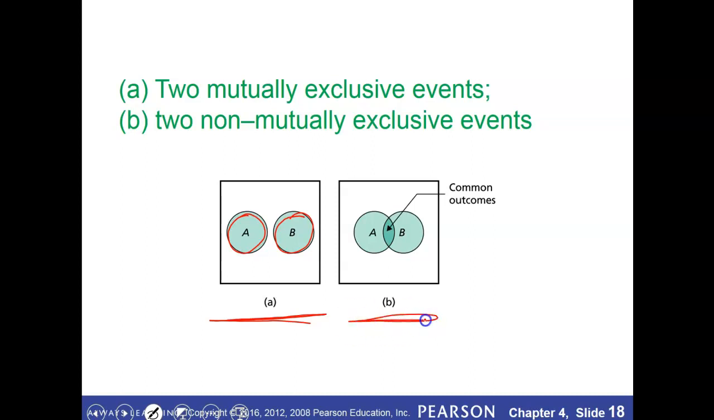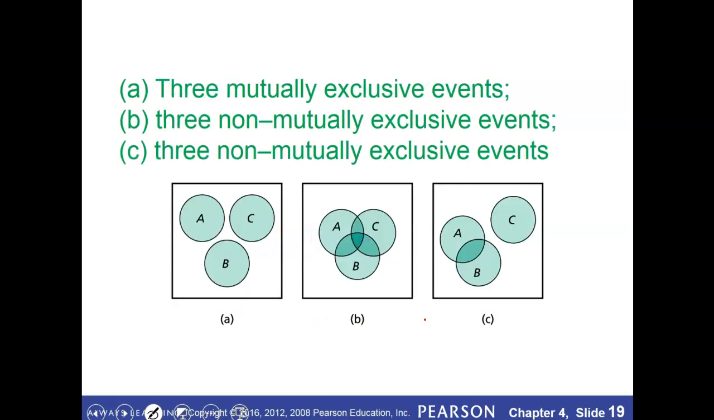Well, if we look at this Venn diagram, these are not mutually exclusive events because you could be both. So this would be like somebody saying they drive a car and they're a senior. Well, you could be both. Those are not mutually exclusive events.